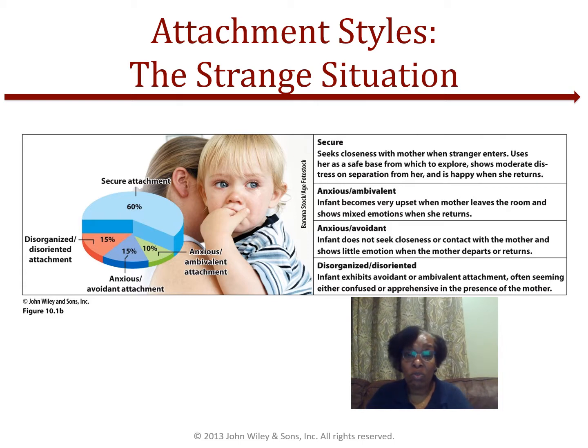So remember, with the secure, they'll seek closeness with mom. They'll be upset, but be happy to see her again once she returns. The anxious ambivalent are very upset when the mother leaves the room, and then they show some mixed feelings when the mom returns, like, oh, so you decided to come back anyway? With the anxious avoidant infants, they're not going to seek closeness or contact. They'll treat the mom as if she were the stranger. And then the disorganized and disoriented, again, they're more avoidant. They seem confused, as well as apprehensive in the presence of mom.